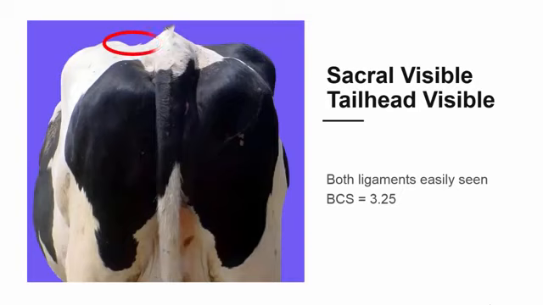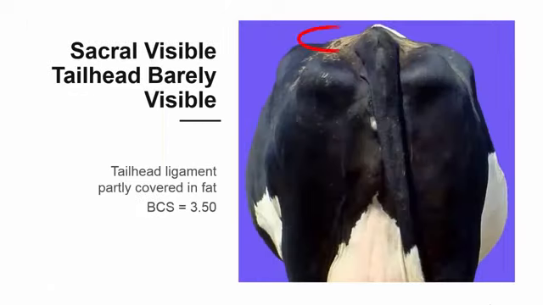If both the sacral and the tailhead ligament are visible, the cow will score 3.25. If the sacral ligament is visible, but the tailhead ligament is partly covered in fat, the cow receives a score of 3.5.